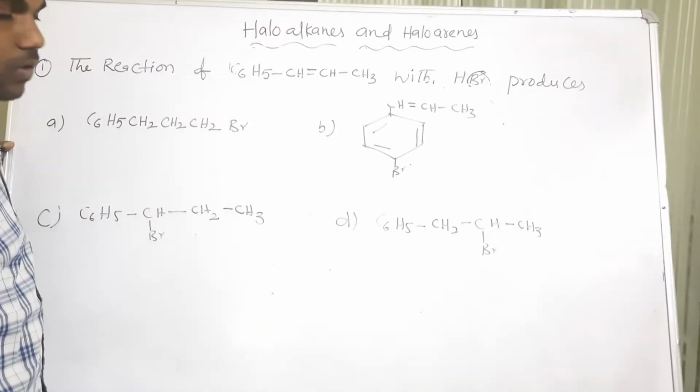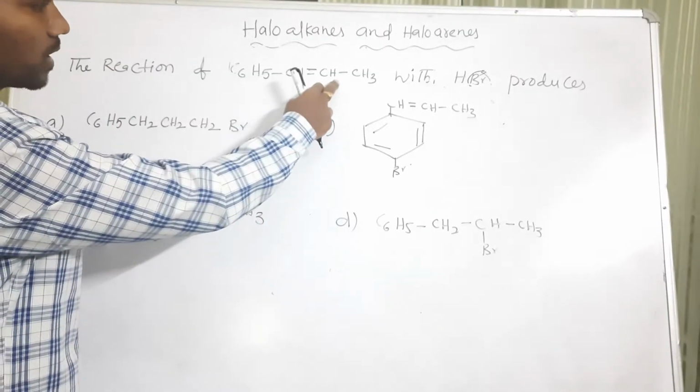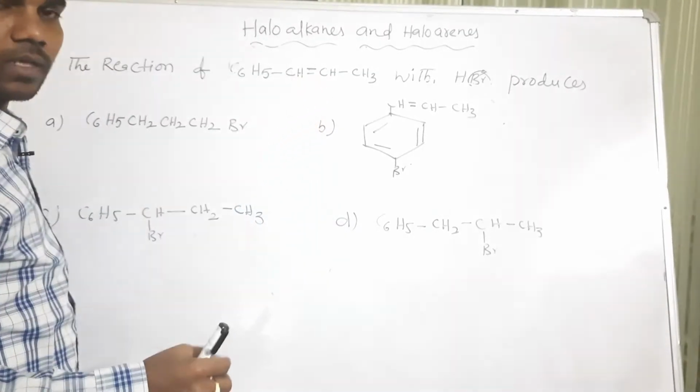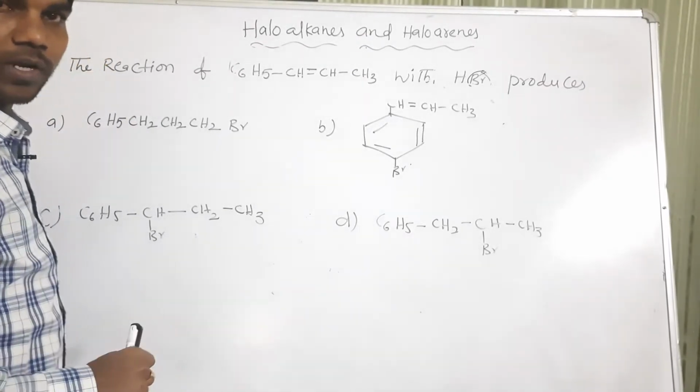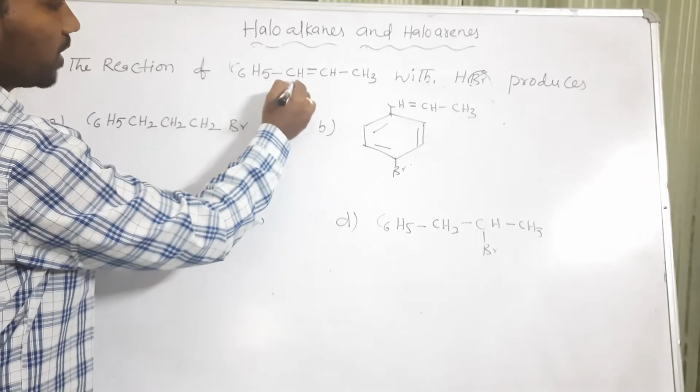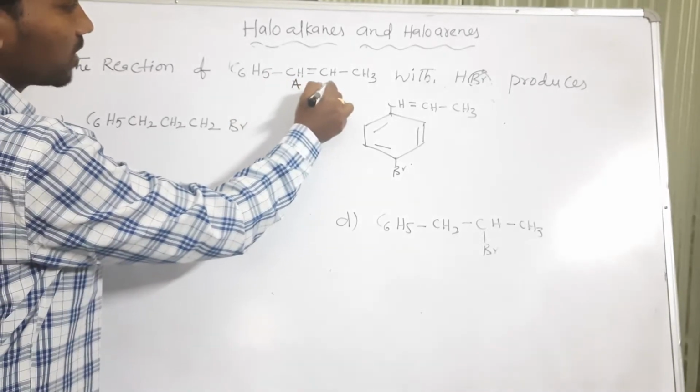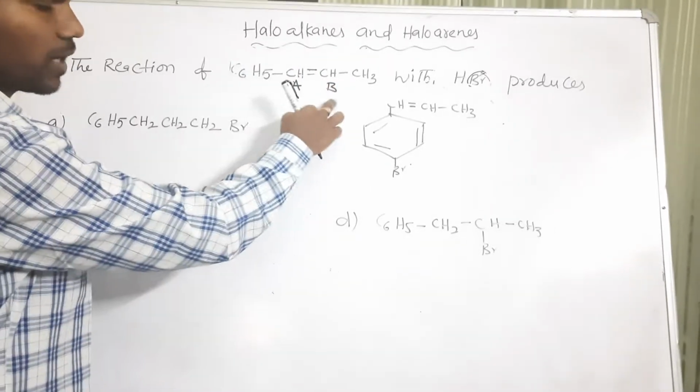When these two carbons have the same number of hydrogens, we have to decide the product based on the stability of the carbocation. For my convenience, I am taking this one as the A carbon and this one as the B carbon.